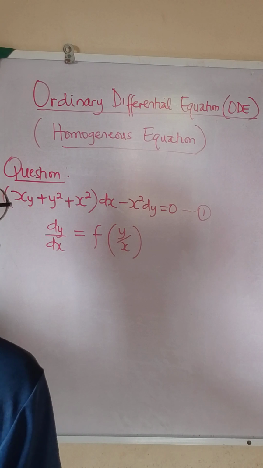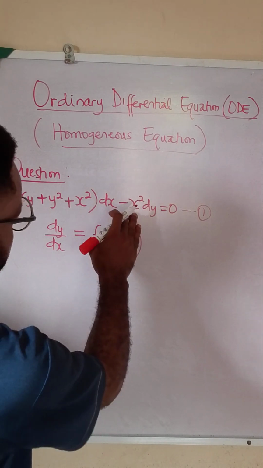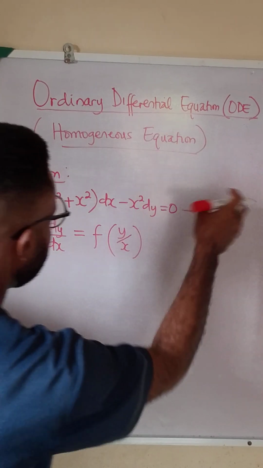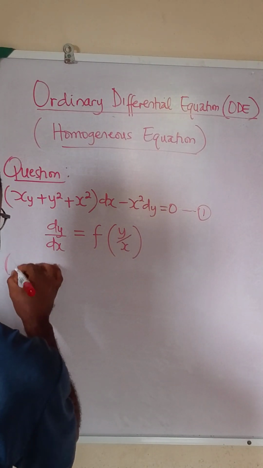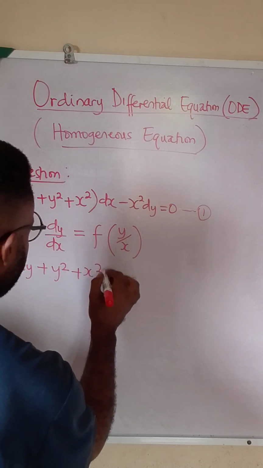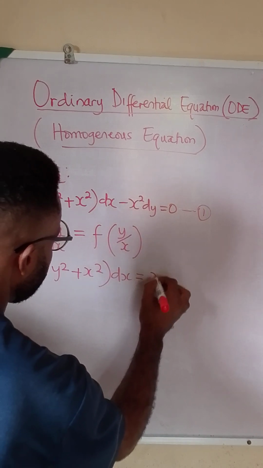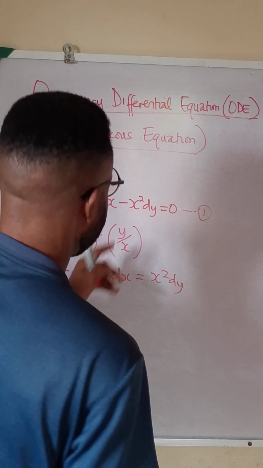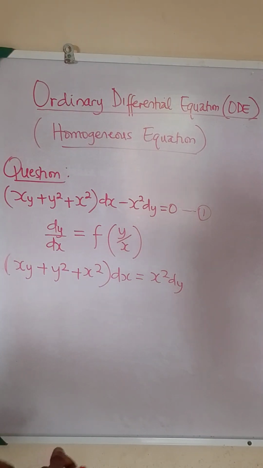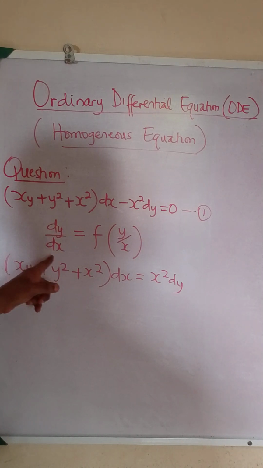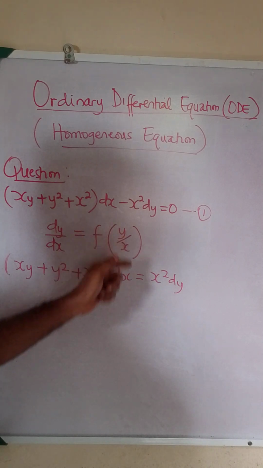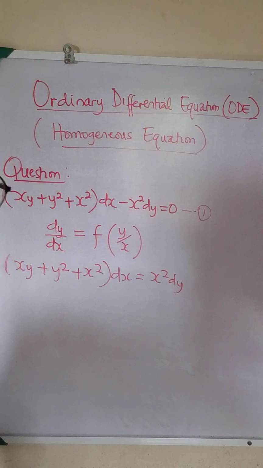In order for us to get this, let's move the other term, minus x squared dy, to the right hand side of the equation. When we do that, we are going to have (xy + y squared + x squared) dx equal to x squared dy. We've been able to move this to the right hand side. The next thing is to establish the relationship of dy/dx equal to a function of y over x.